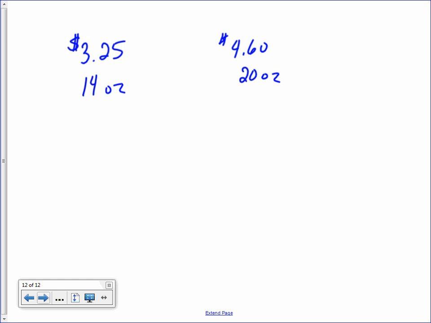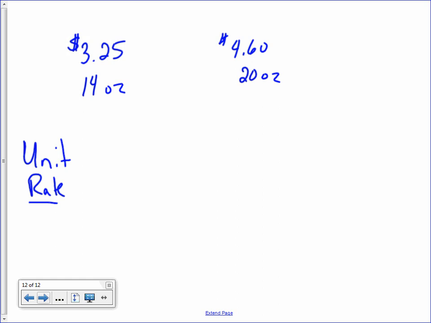So to figure out which one the better deal is, you would be finding something called a unit rate. So one of the things that they ask you to find today is a unit rate. Forgive me for my poor spelling. Unit rate. So unit rate is how much for one. So in this case, we want to find out the price per ounce.